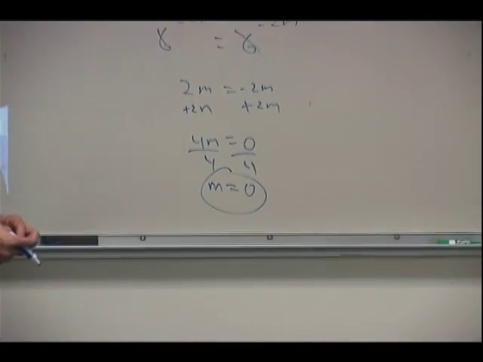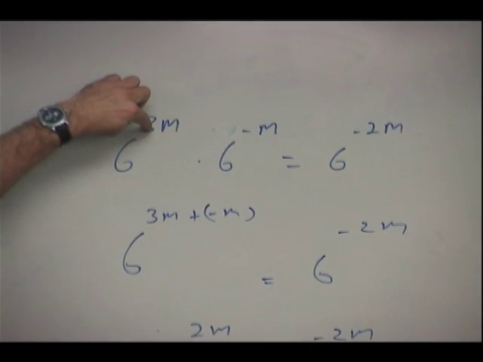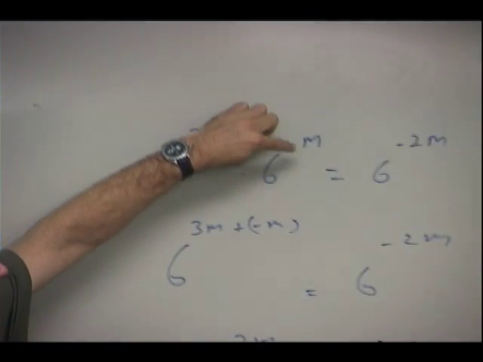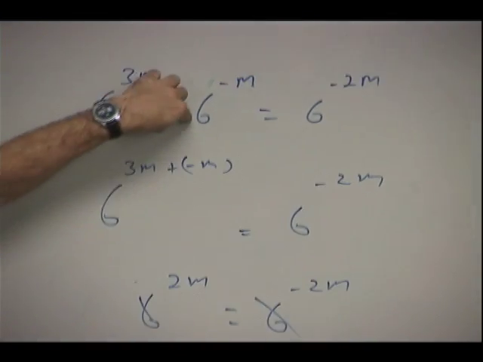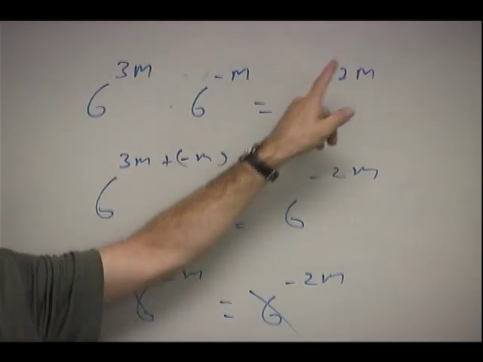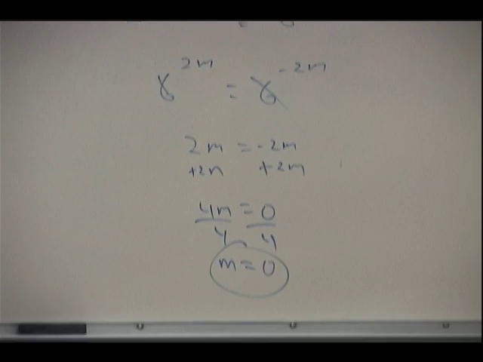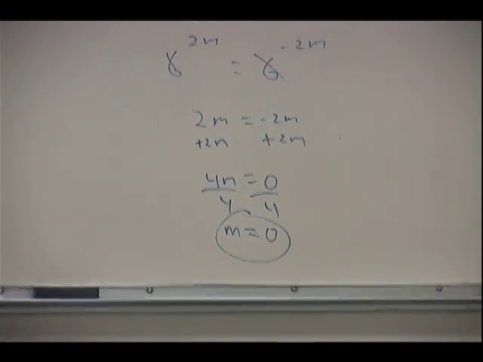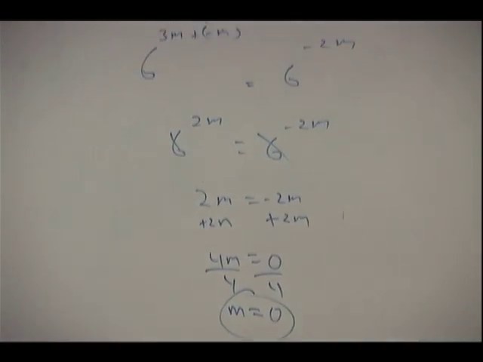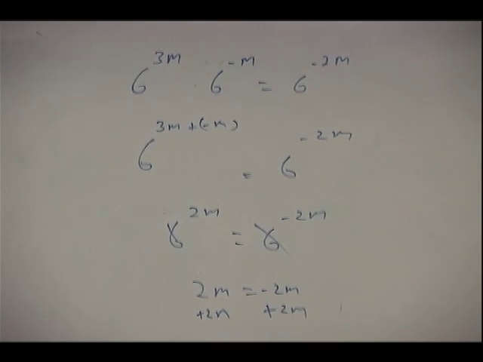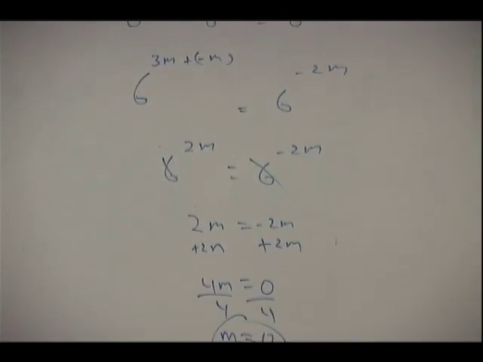No, the answer is 0. 6 to the 0 is 1 times 6 to the 0 is 1. 1 times 1 is 1. 6 to the 0 is 1. 1 equals 1. The answer is n equals 0. We're looking for the n that makes the equation true, not the result of the equation.